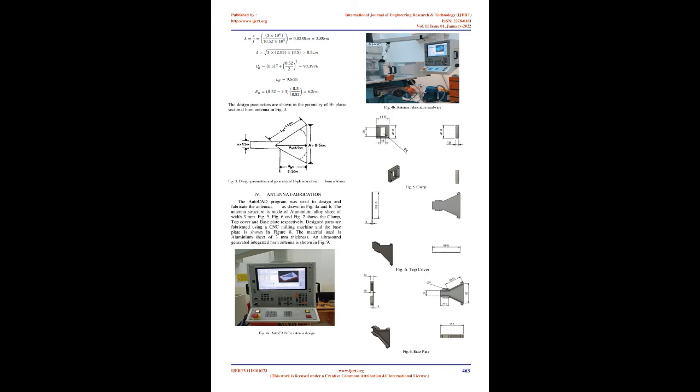Sectoral and pyramidal horn antennas are associated with rectangular waveguides where the fundamental mode is the TE10, while circular waveguides feed conical horns and the fundamental mode is the TE11. An electromagnetic horn can take many different forms, four of them are shown in Fig. 1. Probably the most commonly occurring horn is the rectangular pyramidal one.